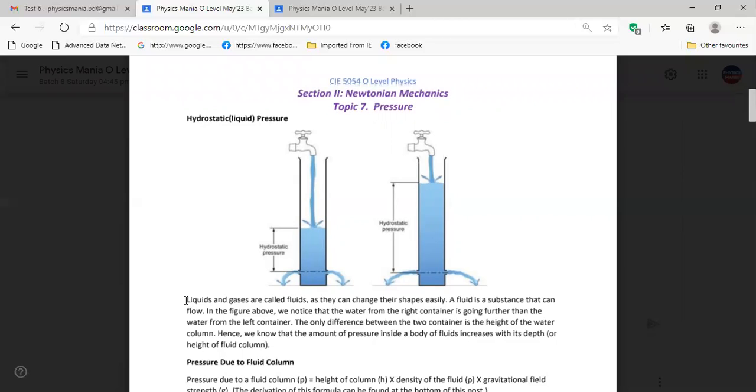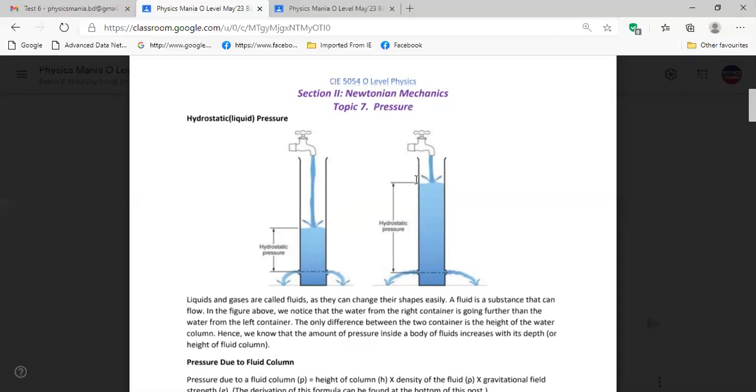Liquids and gases are called fluids, as they can change their shapes easily. Fluid is a substance that can flow. In the figure above, we notice that the water from the right container is going further than the water from the left container. The only difference between the two containers is the height of the water column. Hence, we know that the amount of pressure inside a body of fluid increases with its depth or the height of the fluid column.